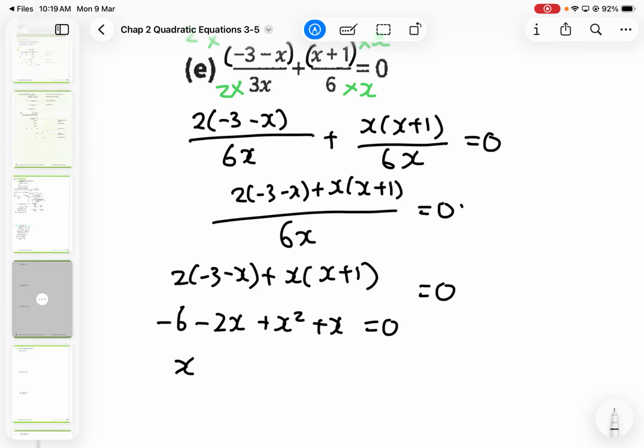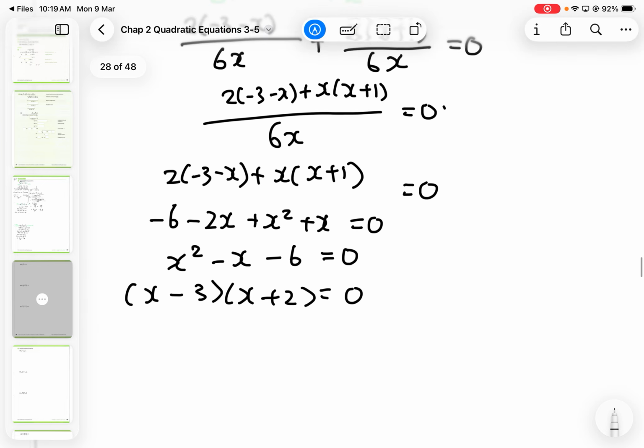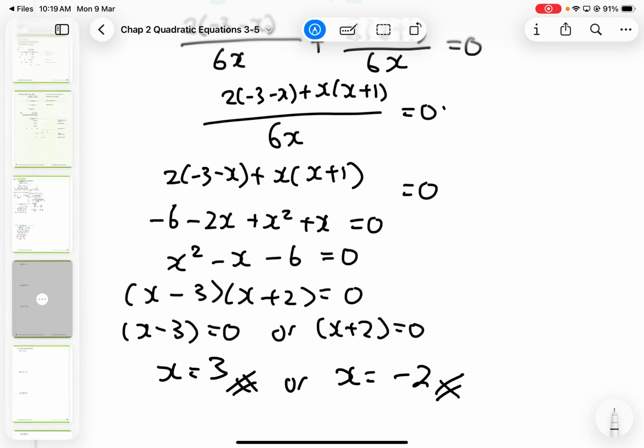Then simplify further. X squared minus x minus 6 equals to 0. I also can factorize. X minus 3, x plus 2. Then x minus 3 equals to 0 or x plus 2 equals to 0. X equals to 3 or x equals to minus 2.